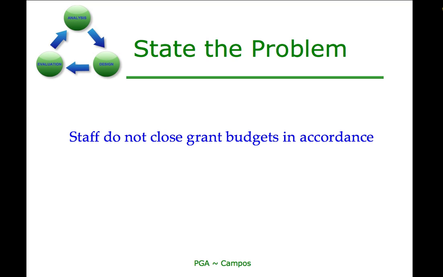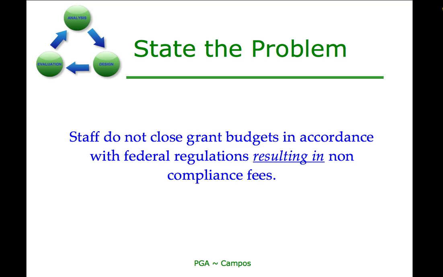These are some samples of problem statements that students have presented in the past, and there are two elements of the formula for writing a problem statement. The first is the problem. In this one, staff do not close grant budgets in accordance with federal regulations. That in and of itself is not a problem unless it results in some sort of penalty.